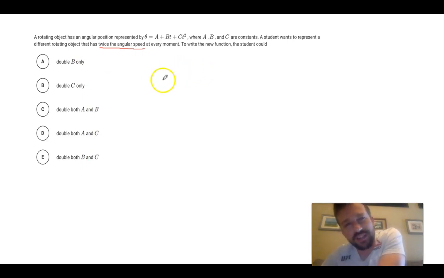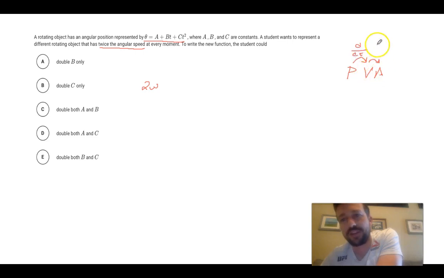Okay, well if I want twice the angular speed, what I want to do is 2 times omega, right? Well, they gave me a formula for theta. Now remember PVA, position, velocity, acceleration. To switch between these, you take the derivative, right? To go from position to velocity, you take the derivative with respect to time. To go from velocity to acceleration, you take the derivative with respect to time. To go the opposite, you take the integral with respect to time, right? Well, they gave me position. I want velocity. So let's take the derivative.